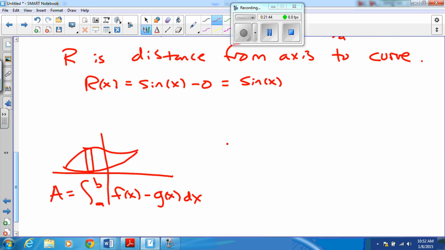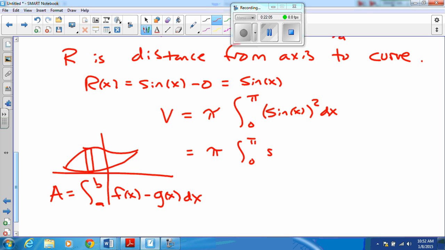Okay. So I've got the radius here, and so now I'm prepared to say that volume is equal to pi times the integral from first x to last x of radius squared dx. Now this is a pretty puzzle. How do I integrate sine squared dx? If you watched the video last night, you know.